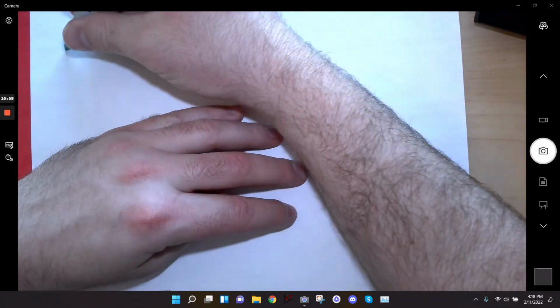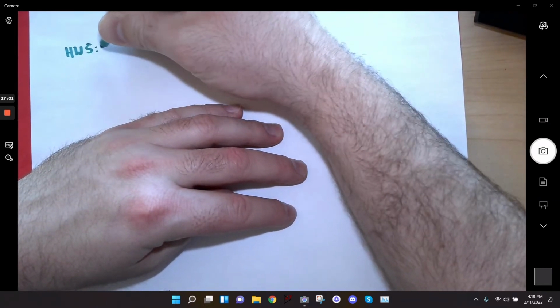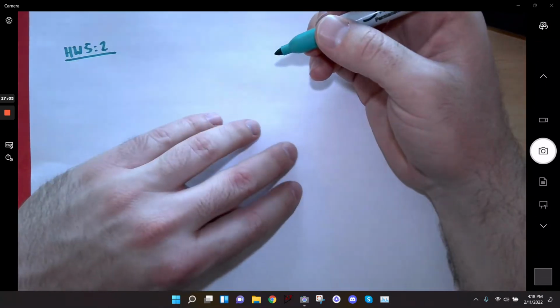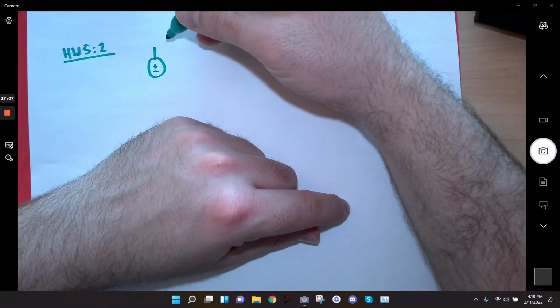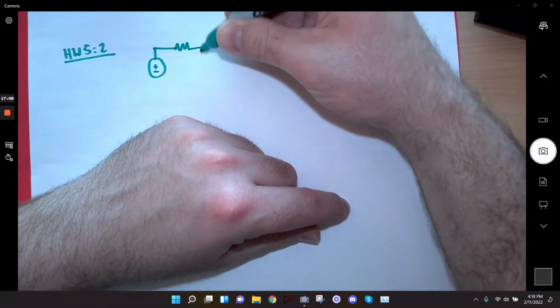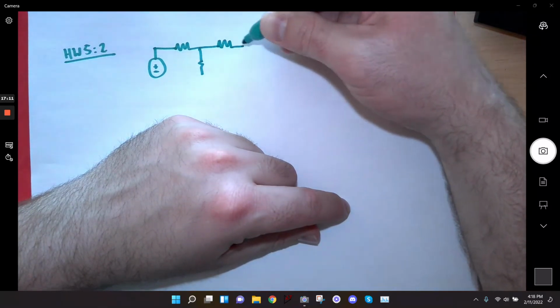Alright, so that's my second page. Let's go with teal. So I've got this problem, homework 5, problem 2, right, and basically, okay, there's some guys talking outside, so hopefully you guys can't hear them. We've got this network here.